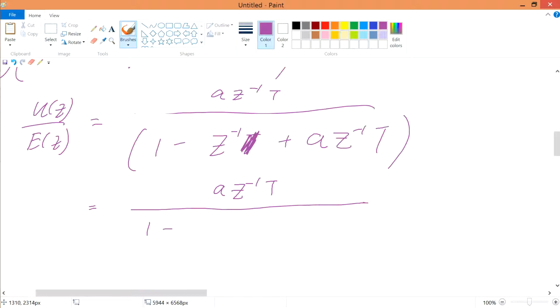Okay? For some reason, I don't know. I'll leave you to think about it. But anyway, this z minus 1 and this z minus 1 over here is constant, so I'll just factorize them out. I'll have 1 plus at.